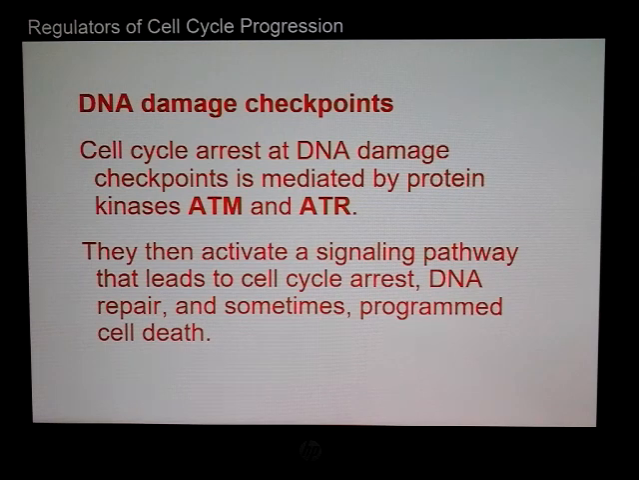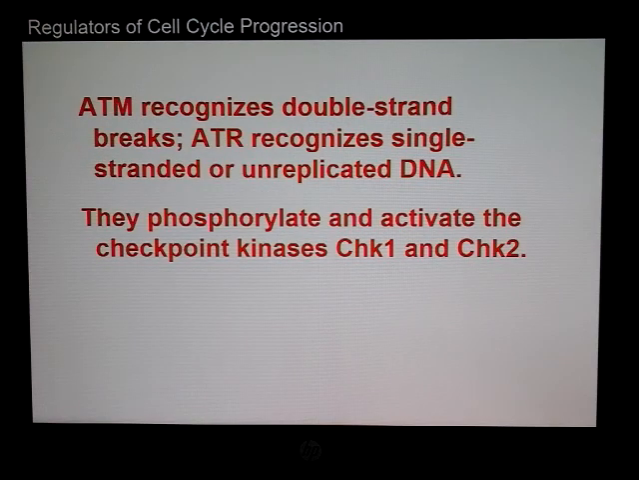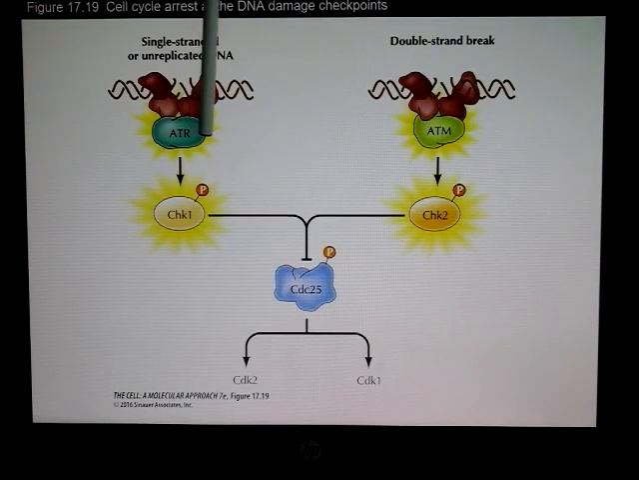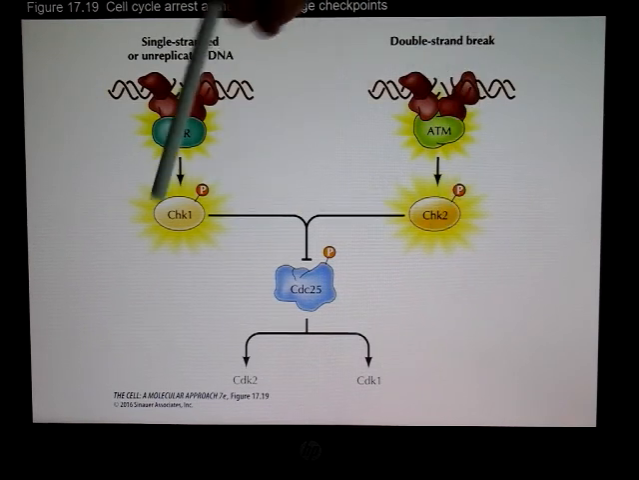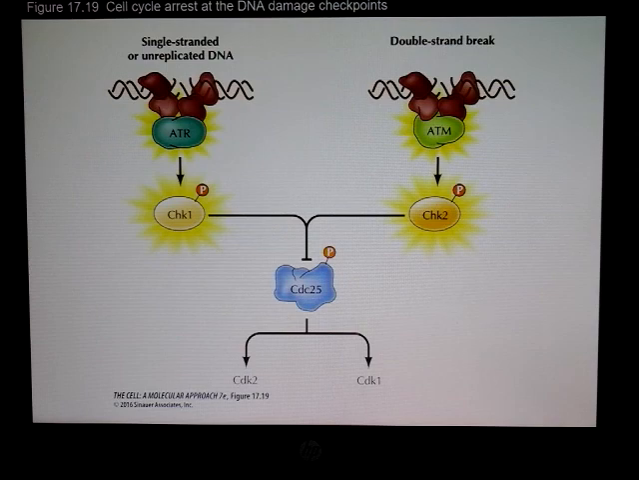So at DNA damage checkpoints, the cycle arrests at the DNA damage. This is mediated by 2 proteins, ATM, not that kind, ATM and ATR. They then activate a signaling pathway that leads to cell cycle arrest. Please know that ATM recognizes double-stranded breaks and ATR recognizes single-stranded breaks. Then they phosphorylate and activate the checkpoint kinases CHK1 and 2. So again, ATR single-stranded, ATM double-stranded. These get phosphorylated, and that's how the regulation then occurs.